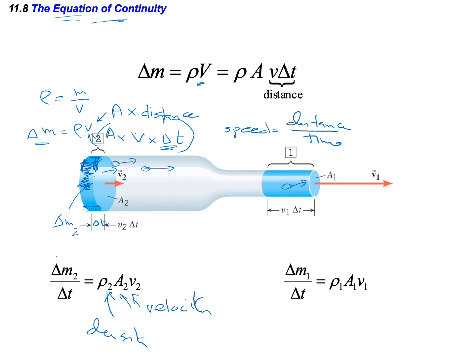Density, area. Okay, same thing here, the same mass. So, if you consider a mass traveling from one end to the other end, the mass flow rate is the density of the fluid in area 1, the cross section of area 1, and the speed of these fluid particles in area 1. So delta m over delta t is rho 1 A1 v1.